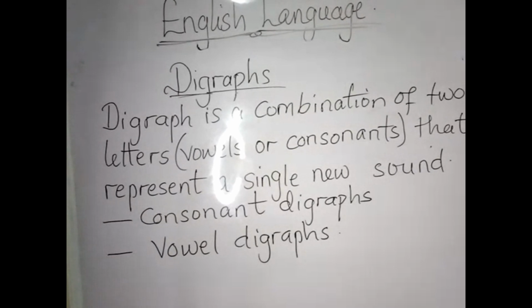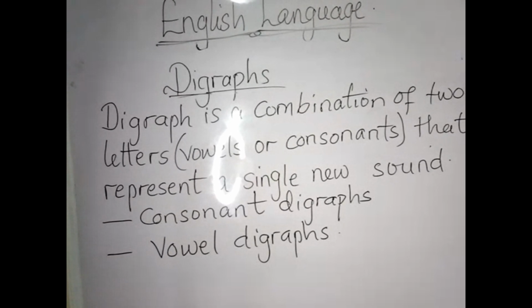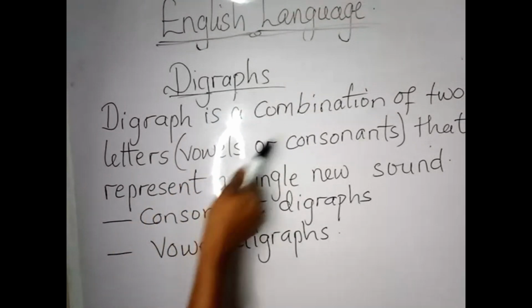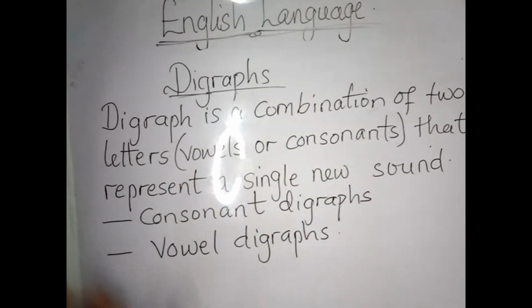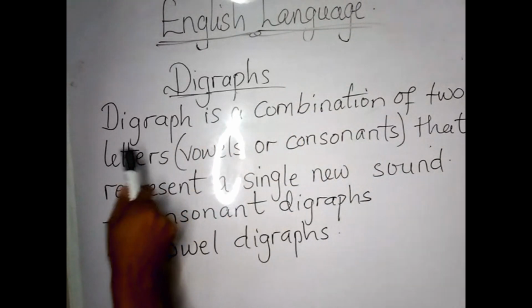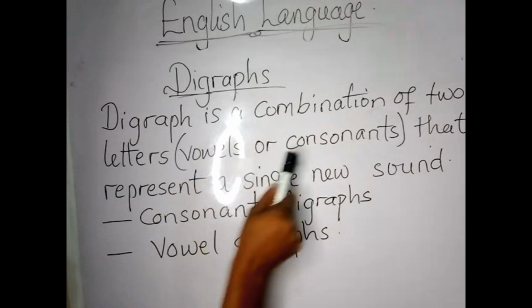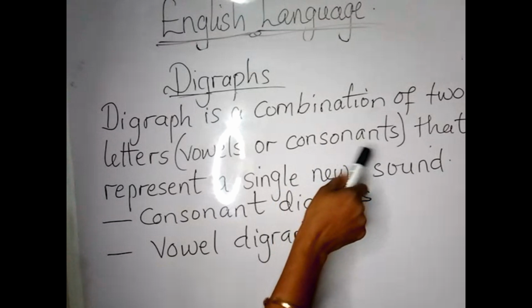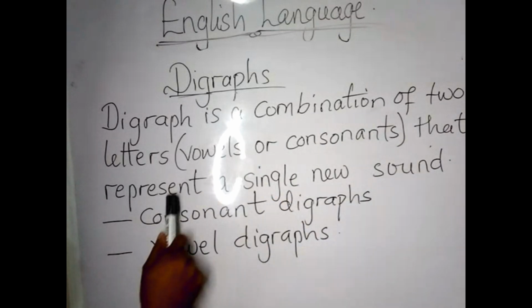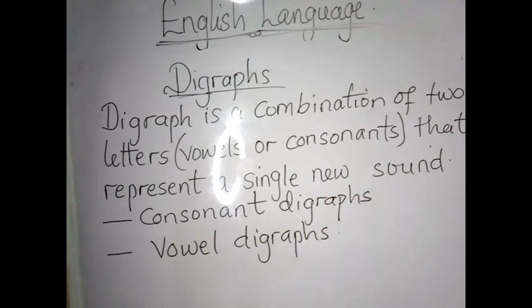So now we're going to get introduced to digraphs. A digraph is a combination of two letters. The two letters could be vowels or consonants that represent a single new sound. Combination means the joining of two letters of the alphabet. Those two letters can be two vowels or they can be two consonants. And when they join, they form a single new sound.